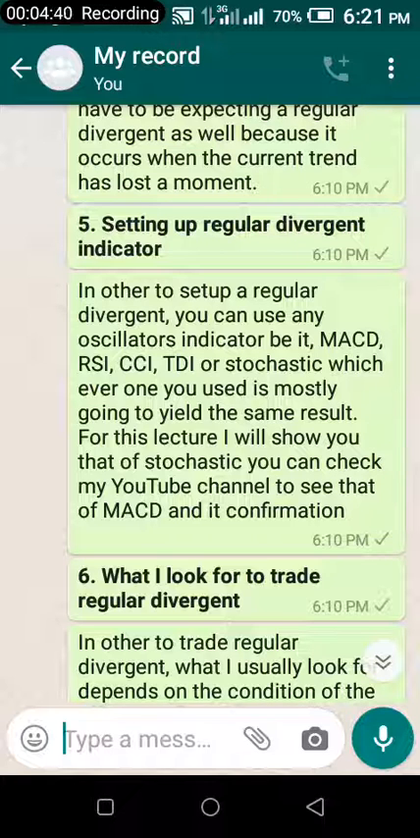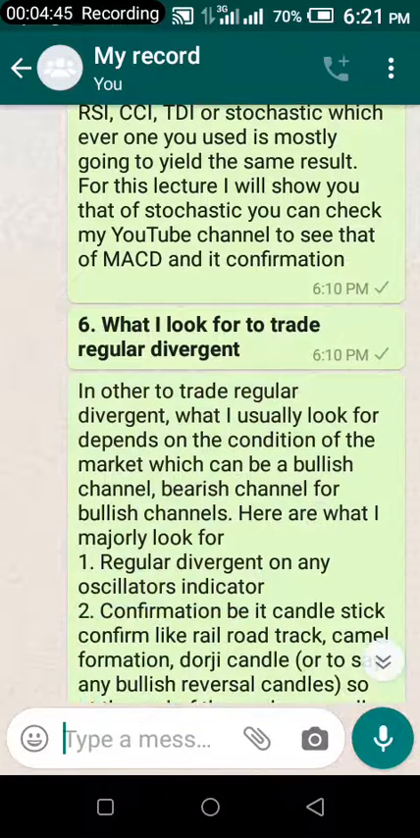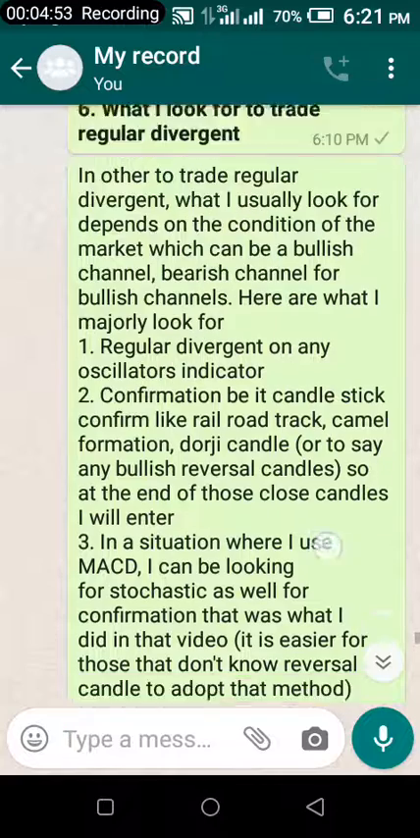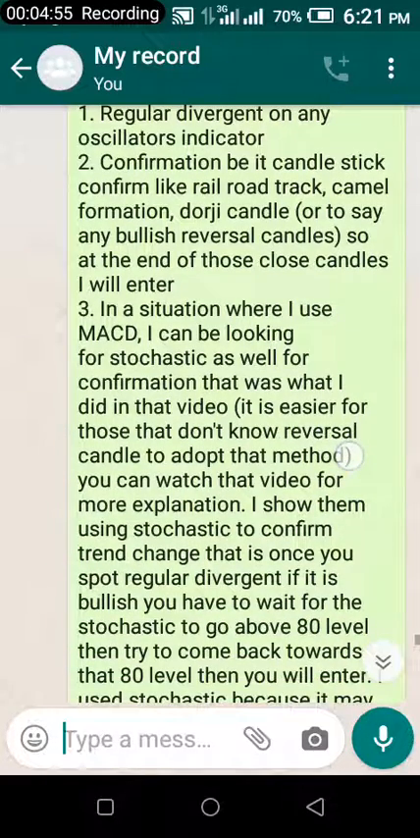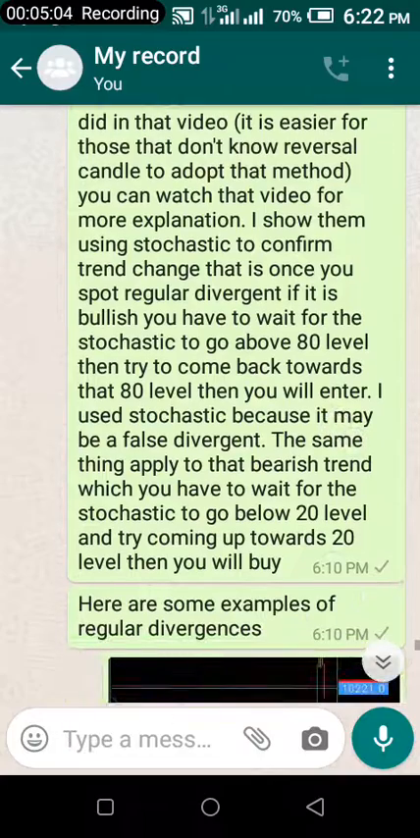Then what I look for to trade a regular divergent. In order to trade a regular divergent, what I usually look for depends on the condition of that market. Yes, because maybe it's a bullish channel, bearish channel, like that. So that's how we are going to know whether it is going to be a total reversal or just a retracement. So if you read it through, you are going to understand.